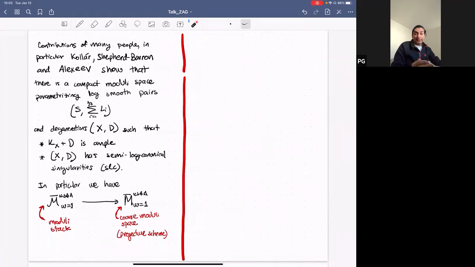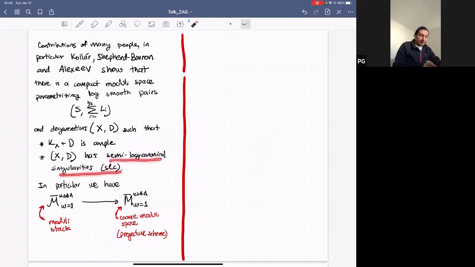This is the story of the contributions of a lot of people, but I want to highlight two of them, Kollár, Shepherd-Barron and Alexeev, that developed a theory that allows you to compactify this moduli space. That compactification is sometimes called KSBA. Of course, we will have a locus parametrizing our smooth pairs, but we also have to allow degenerations. This is a key idea in moduli spaces: if you want to compactify this space, you have to add objects which have some kind of singularities. In this perspective, we will keep the fact that it's ample, but we will allow singularities that are called semi-log-canonical, which are well behaved from the perspective of MMP. I promise you that we'll be much more specific in a little bit.